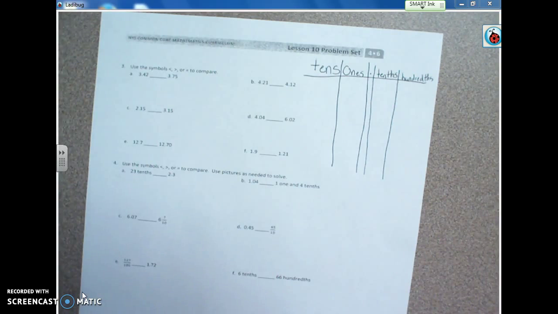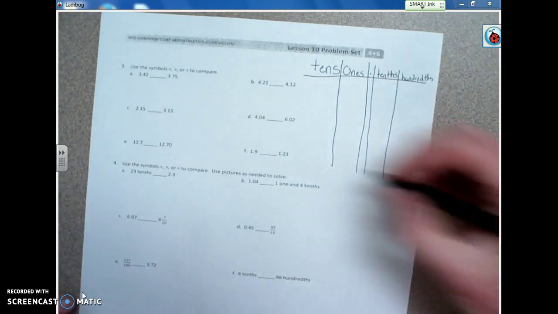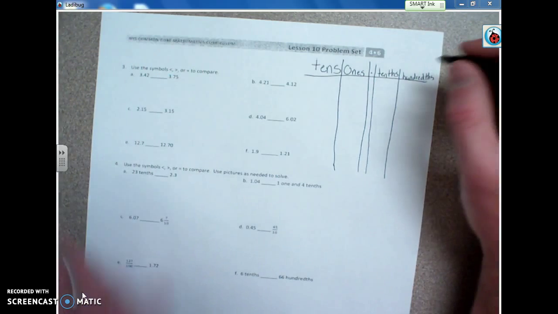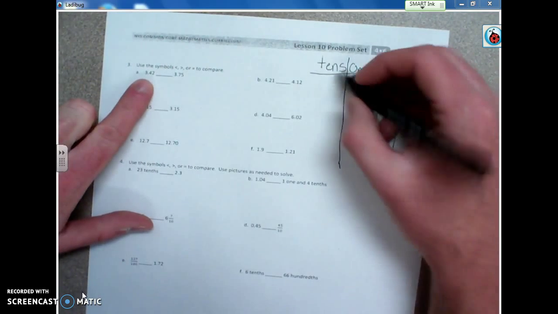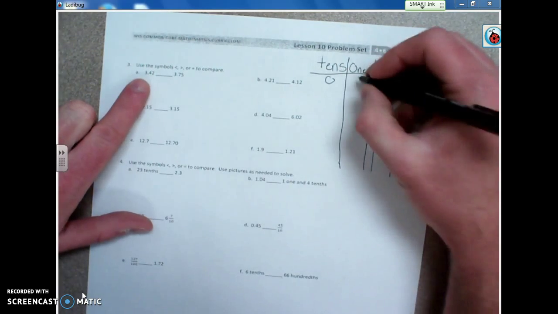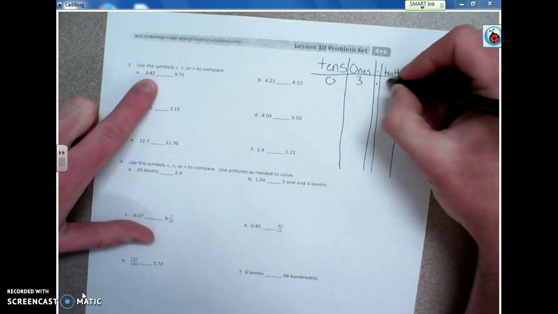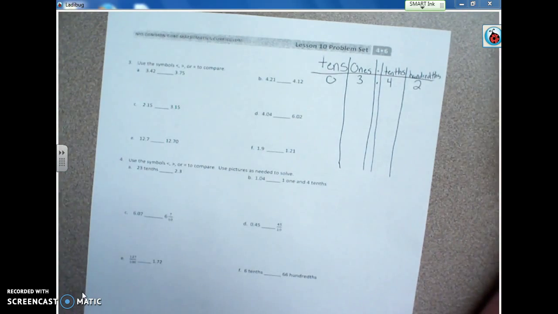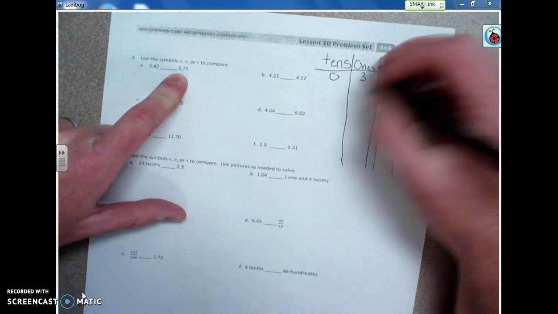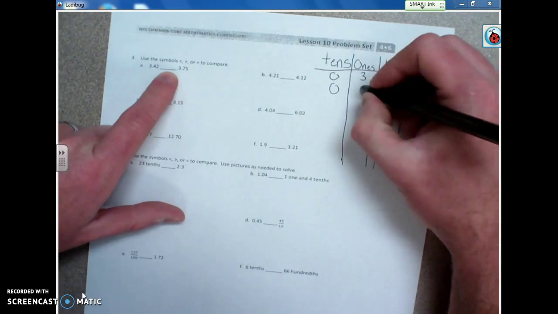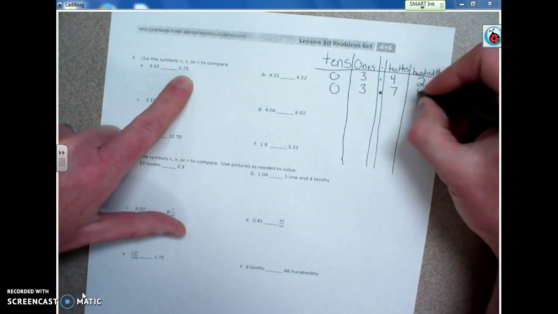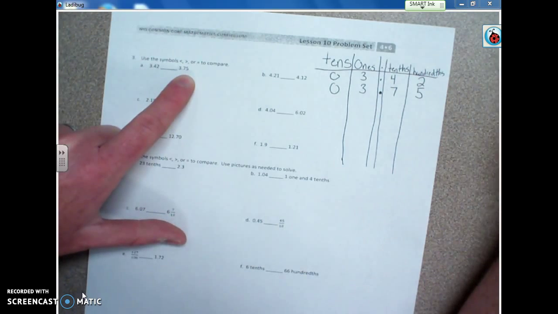On Friday we used number lines and area models. Today we're going to use a place value chart to help us compare our decimals. So if I look at 3A, I have 3 and 42 hundredths. I don't have any tens here. I have 3 ones, 4 in the tenths place, and a 2 in the hundredths place. If I look at 3 and 75 hundredths, I have, again, 0 tens, 3 in the ones place, 7 in the tenths place, and 5 in the hundredths place.